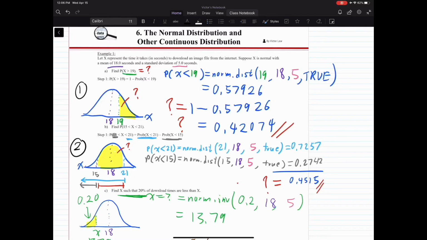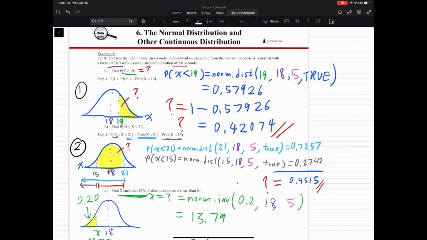Part B, what we're looking for is finding the probability of x between 15 and 21. And our first step is drawing the diagram. And when we draw the diagram, we always draw a bell shape.